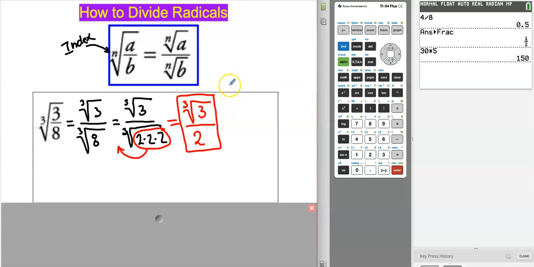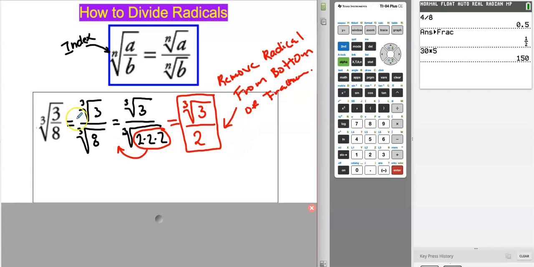So when we're simplifying division, or when we're dividing these radicals, the idea is to remove the radical from the bottom of the fraction. If I know that I've done that, then I know that I've simplified it. All right, and that's what we did here.